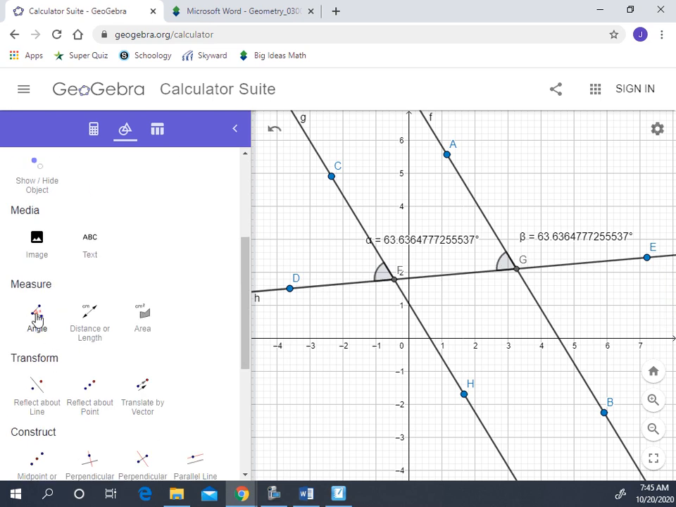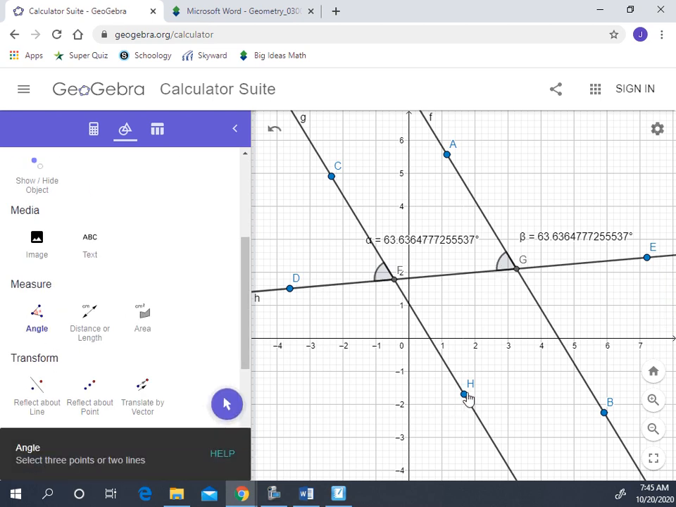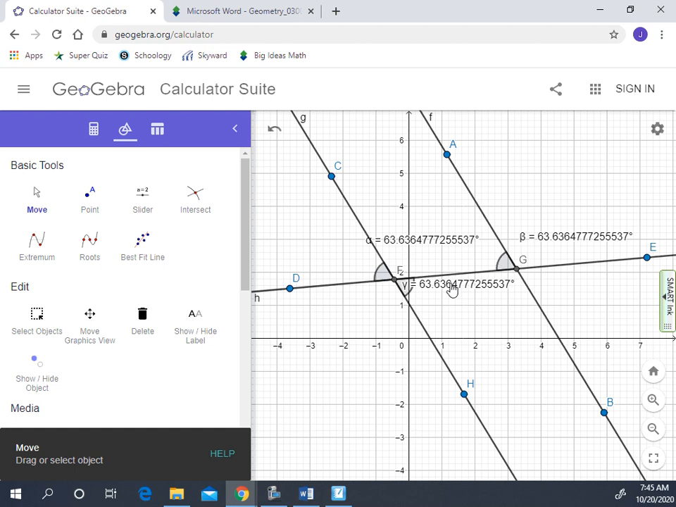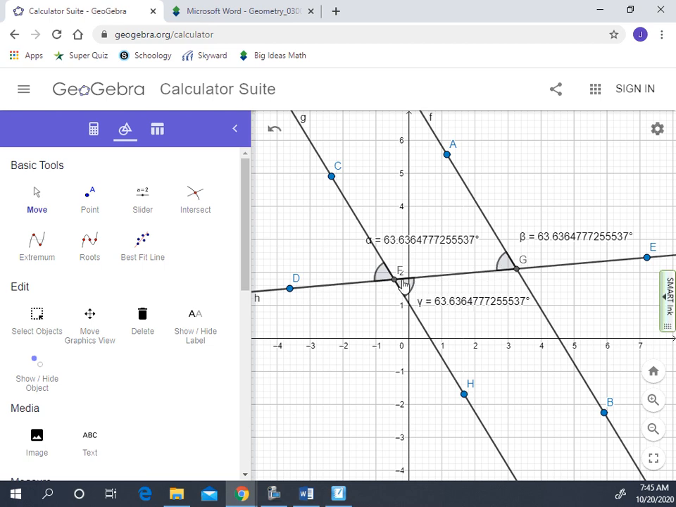Let's find this angle, HFG. Okay, notice it should be the same as angle 1 in your book because these are vertical angles here. Vertical angles are always equal. And this is angle 3 in your book. Notice angle 3 and angle 5 are the exact same measure. These are called alternate interior angles. They're on the alternate or opposite side of the transversal, and they're on the inside of the parallel lines.